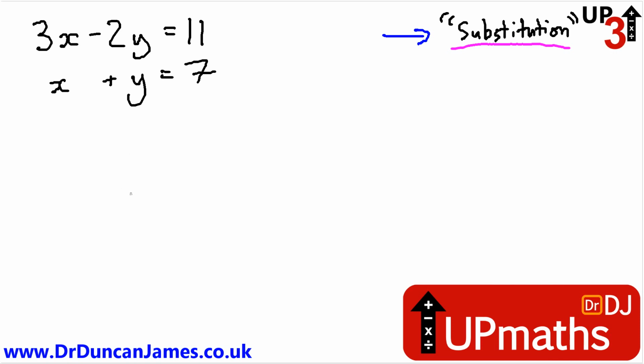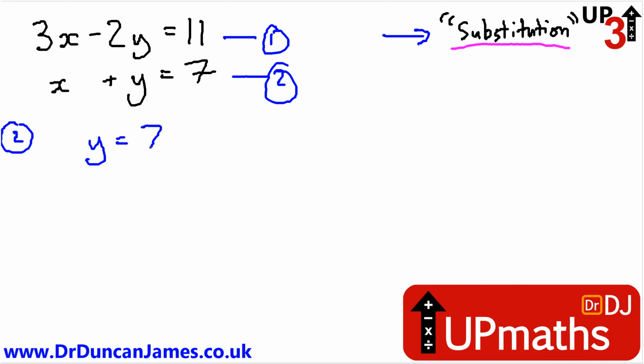Okay, so how do we do a substitution? What we do is we say, well, I know that x and y mean the same thing in both equations, so let's call that equation number 1, call that equation number 2, and rearrange equation number 2. So we'll take equation number 2 and make it so it becomes y equals 7 minus x. Should we call that equation number 3? Let's go for it. What if we put number 3 into equation number 1?